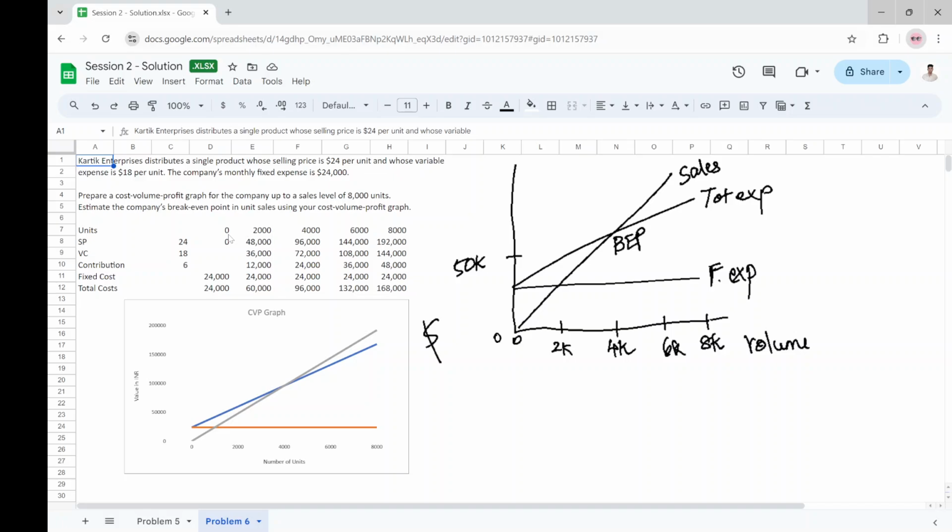Okay, selling price is 24, variable cost 18, contribution 6, fixed cost is 24,000. And she did it for points 0, 2,000, 4,000, 6,000, and 8,000. They calculated the selling point and everything and then calculated where it is crossing. Okay, understandable.